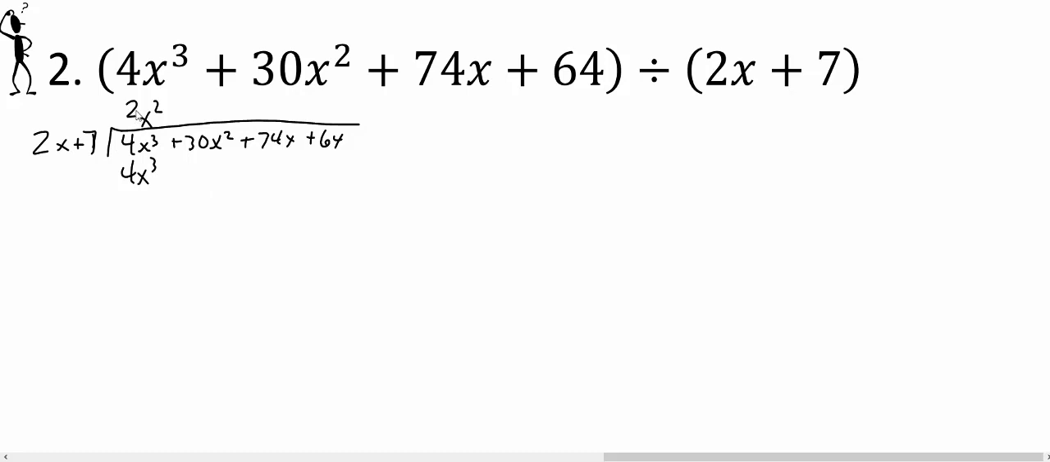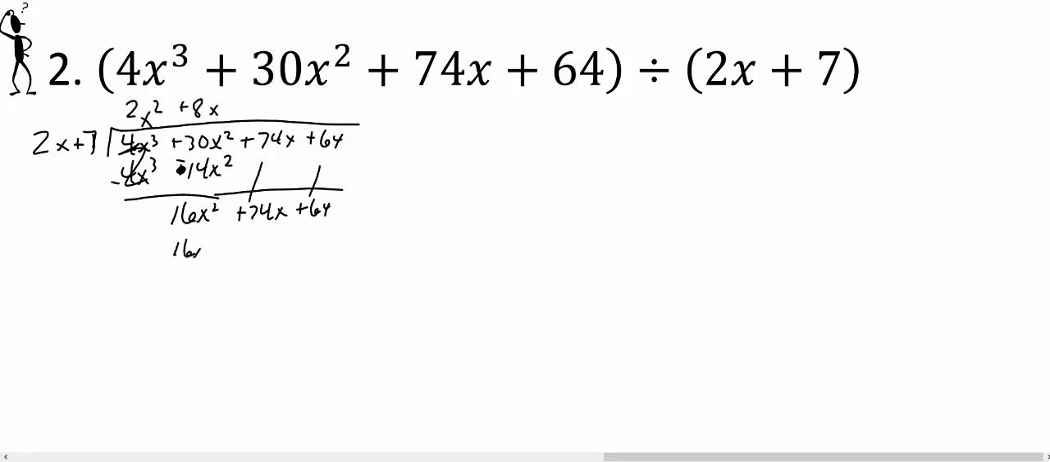Multiply there, that's 14x squared. Change the sign, minus, minus, cancel. This is 16x squared. Drop, drop. So that gives me plus 74x plus 64. 2 times 8x, right? Then I get 16x squared. That's 56x. Then I subtract, change the sign, subtract, cancel.